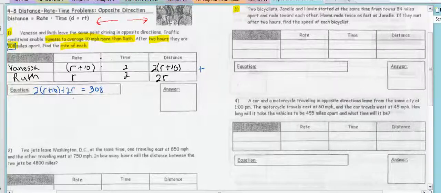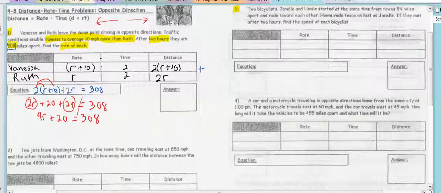Okay, now we're just going to go through and we're going to do the math. So I'm going to use distributive property. So we have 2r plus 20 plus 2r is equal to 308. Here's our wall. Put the r's together. So I have 4r plus 20 is equal to 308. Subtract the 20 from both sides.